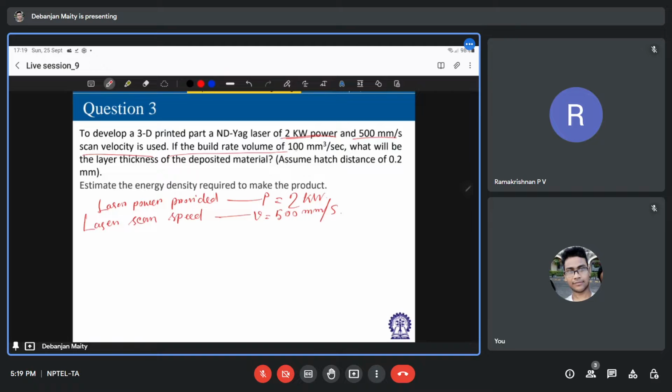okay, this is maybe wrong data. This is kind of absurd data. Let us take it as maybe 20, which is very small in terms of build rate volume for an additive manufacturing process. So let's keep it 20 centimeter cube per hour.